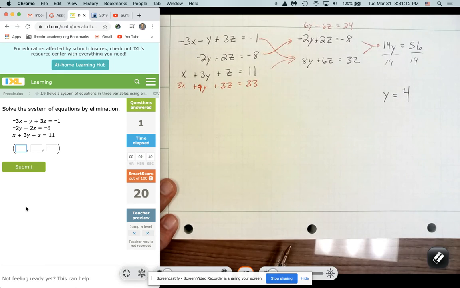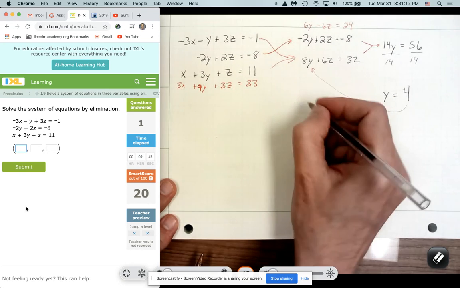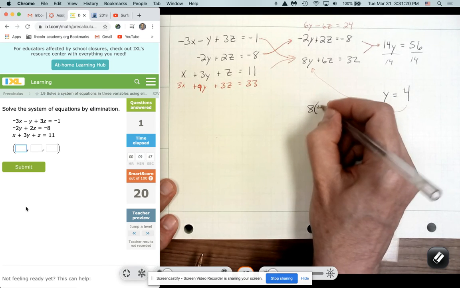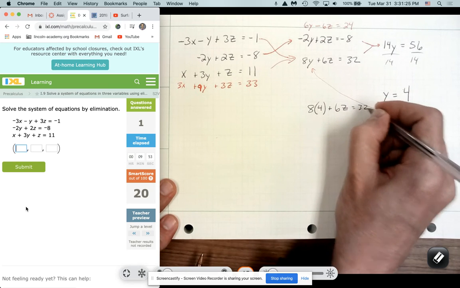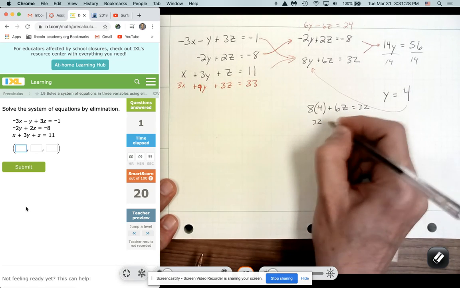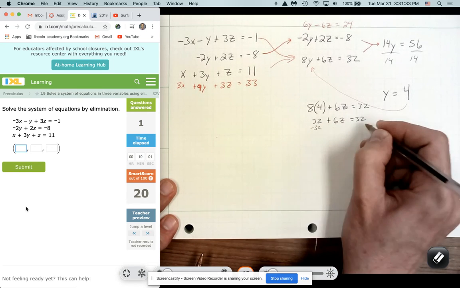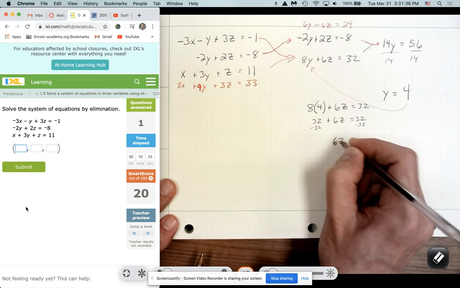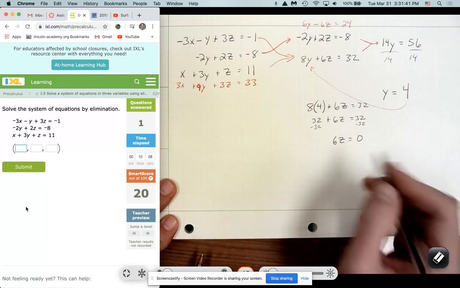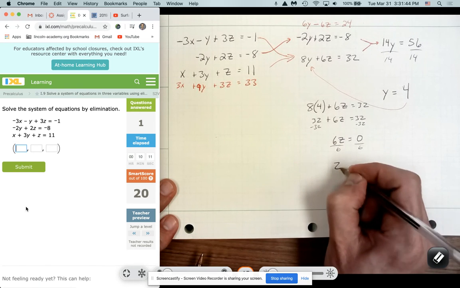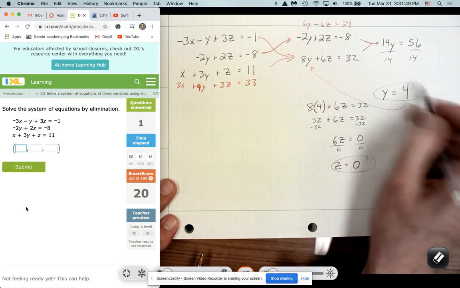Now that I have my y value, I'm going to stick it back into one of these two equations. I'm working backwards now. So I'm going to go 8 times, what's my y value? 4 plus 6z equals 32. 8 times 4 is 32, plus 6z equals 32, minus the 32. Here's another thing that sometimes students really get confused about. 6z equals 0, they think, oh, no solution, or they think, I'm not sure what they think, but you can divide by 6. There's nothing wrong with having a 0 value for one of your variables. I get a z value of 0.